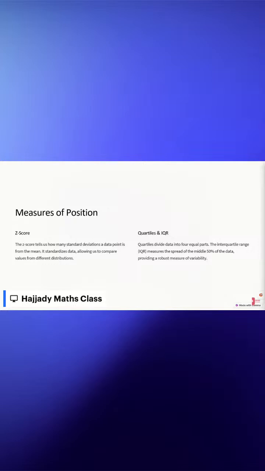But here, we have the quartiles and the interquartile range. The IQR stands for the interquartile range. The quartiles divide the data into 4 equal parts. Here we have the lower quartile, we have the upper quartile, and we have the median. So the median is dividing the entire data set into 2. The lower quartile divides the lower half of the data into 2, while the upper quartile divides the upper half of the data into 2.